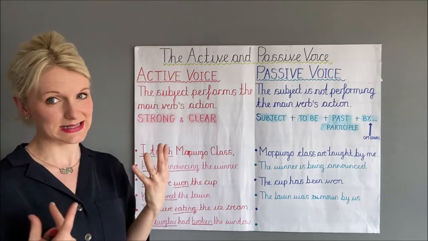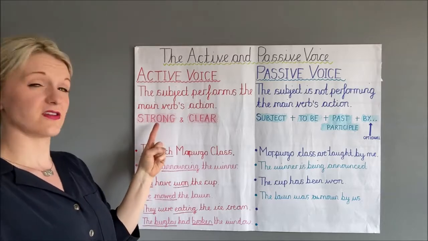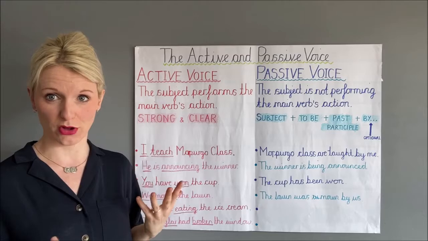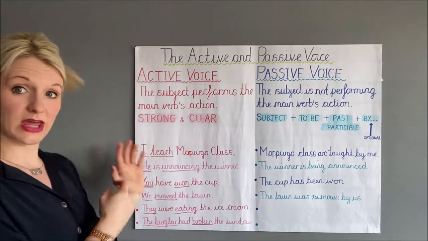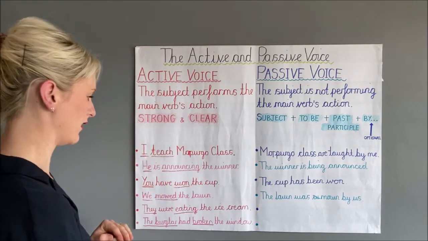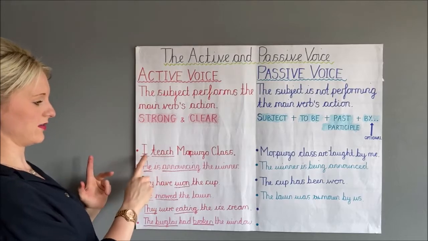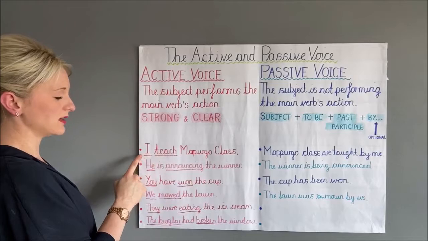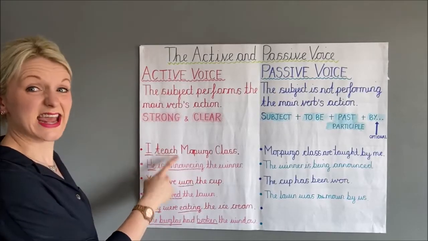Okay, and when sentences are written in the active voice, they come across as very strong and very clear, and they are very common in most types of writing. Okay, and we're going to have a look at a few examples here. So I have underlined for you here the subject of our sentence. So it says, I teach more Pergo class. Our subject is I and the main verb is teach.